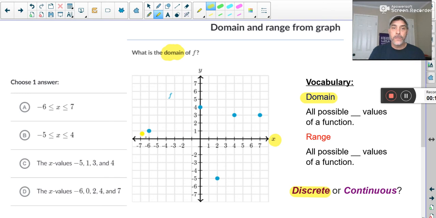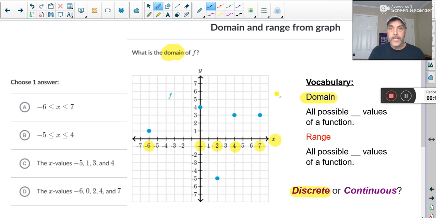And now I'm going to start, I just like to start on the left and work my way to the right. There is an X value at -6. It's this one. I keep going, there's an X value at 0, -2, -1, 0. So I've got a -6, a 0. I can stop at 2 because of this one. I stop at 4 because of that one, and I stop at 7 because of that one.